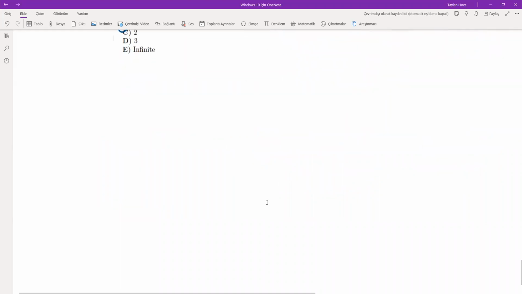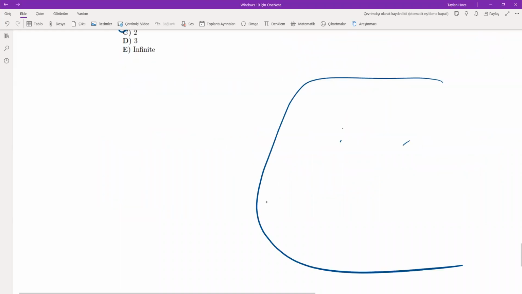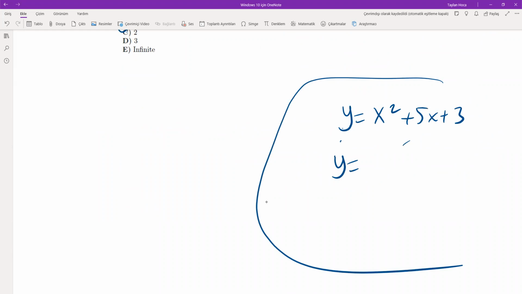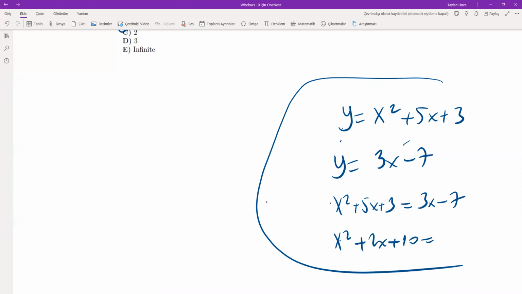But, again, classic Bocconi test questions, like y is x squared plus 5x plus 3, y is, let's say, 3x minus 7. How many solutions does the following system of equations have? x squared plus 5x plus 3 is 3x minus 7. We do the same thing as always. So x squared plus 2x plus 10 is 0. What do I do? Check delta. Delta is 4 minus 40, negative 36. So no solutions, for example.